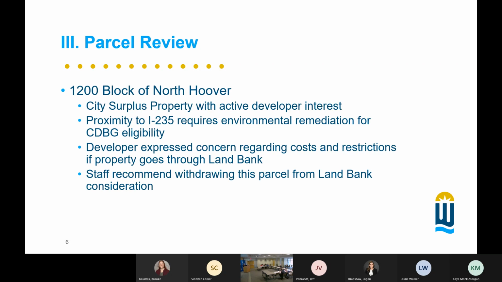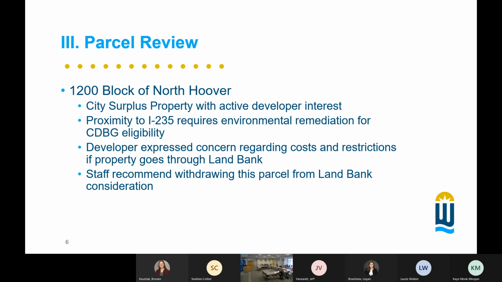Going into other parcels that we had discussed last meeting, the parcel in the 1200 block of North Hoover, we had reviewed. It was a city surplus property where there was active developer interest. And what we found in initial review was that its proximity to I-235 was going to require environmental remediation for CDBG project eligibility. Noise levels were high enough that additional soundproofing walls were going to be required. And so we had sent that back. The request came through the real estate office. And so real estate has reached back out to that potential developer to get a little bit more information.